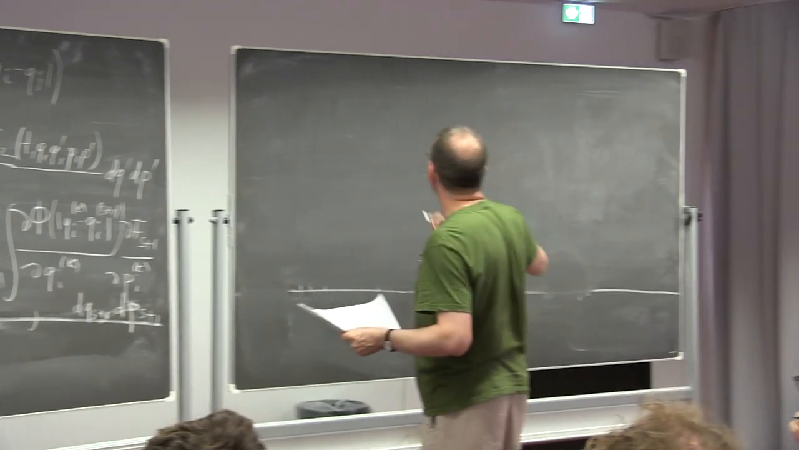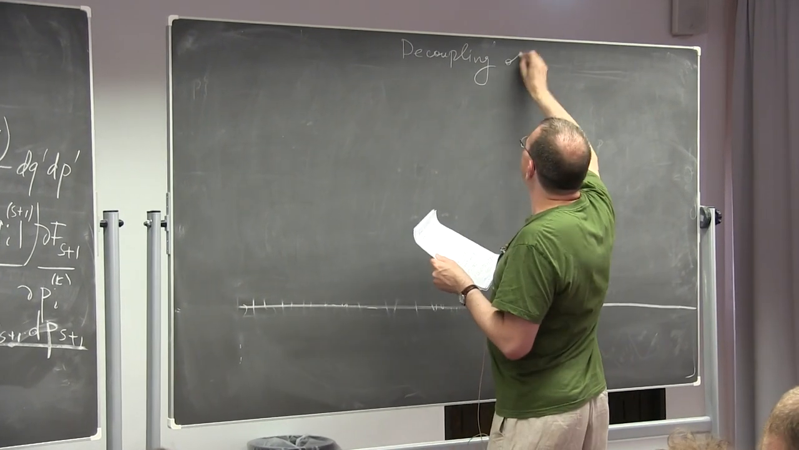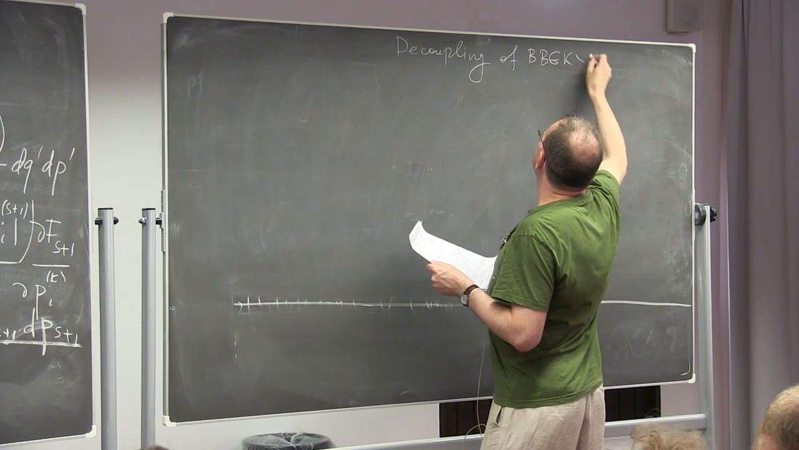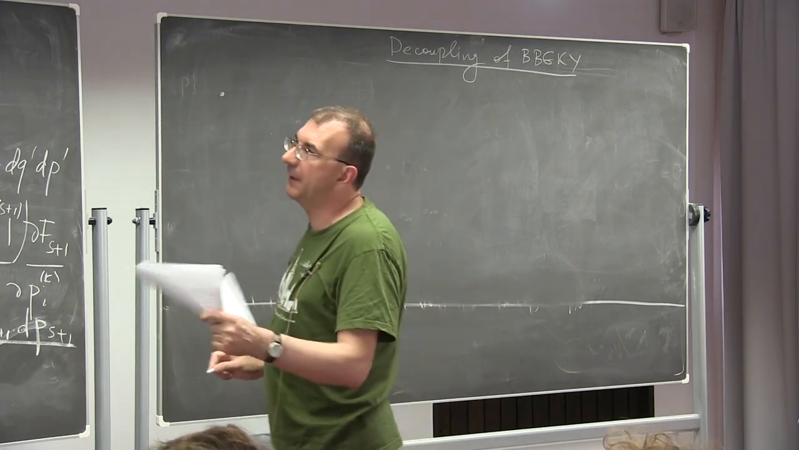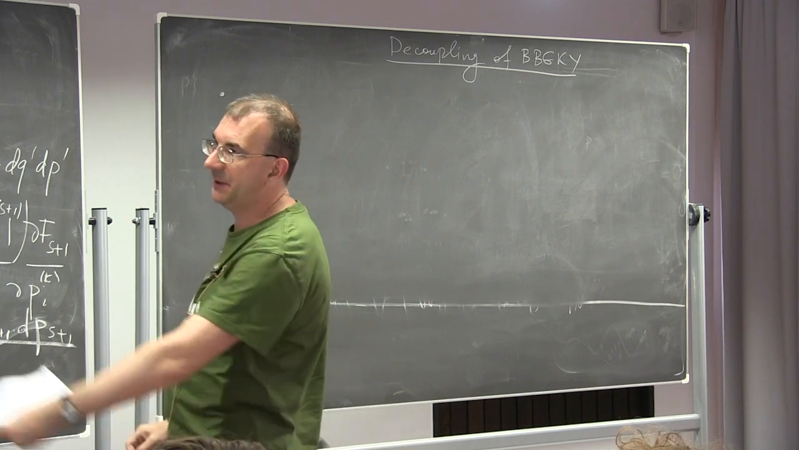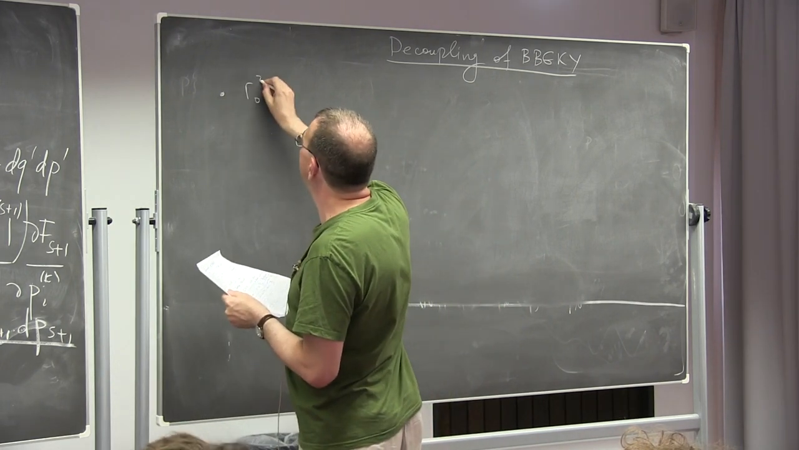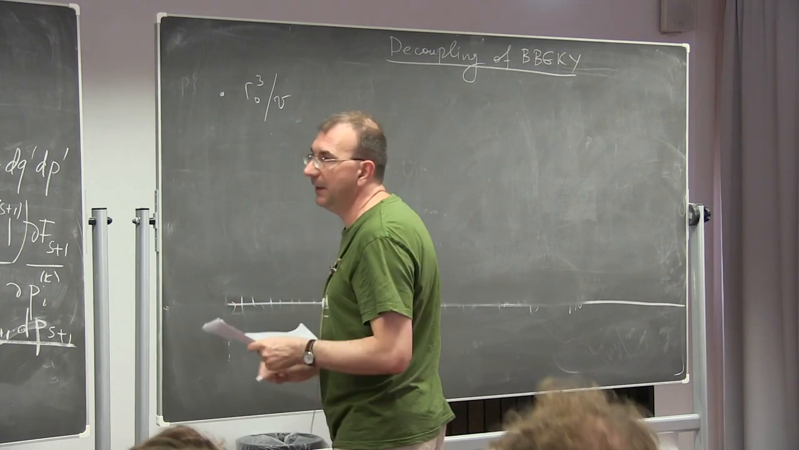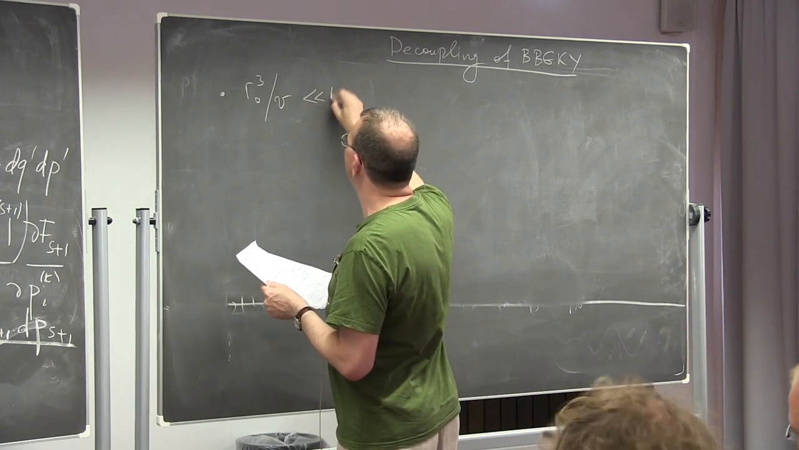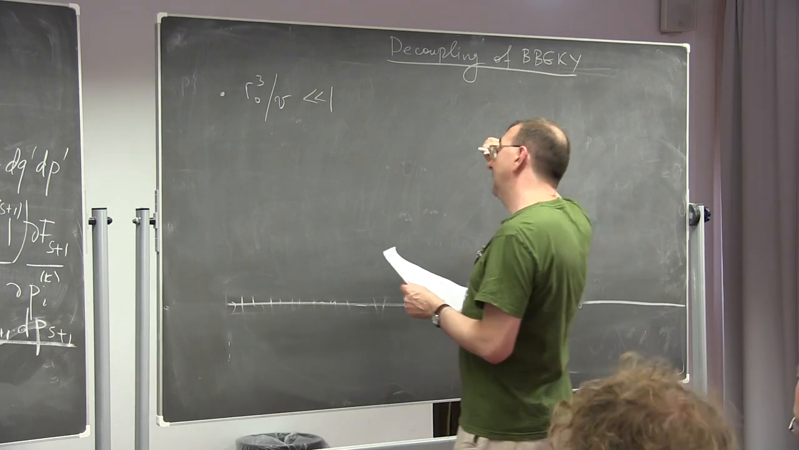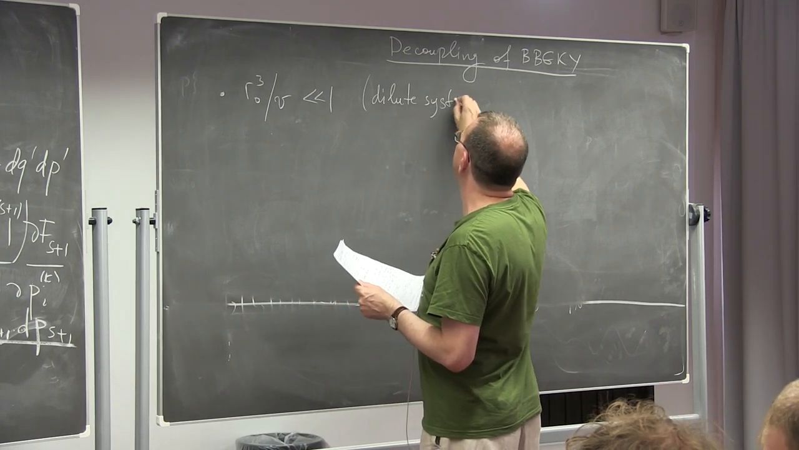Now, decoupling of BBGKY. So it happens in the following situation. This will require a little bit of staring at this equation and using these parameters, but you can hopefully do it. It's not that difficult. So then you have R naught cube divided by little v. Remind you that little v is the normalized volume, so free volume divided by n. If this is much less than one, then you can decouple the BBGKY chain, and this corresponds to a dilute system. Dilute system, very dilute gas, for example.